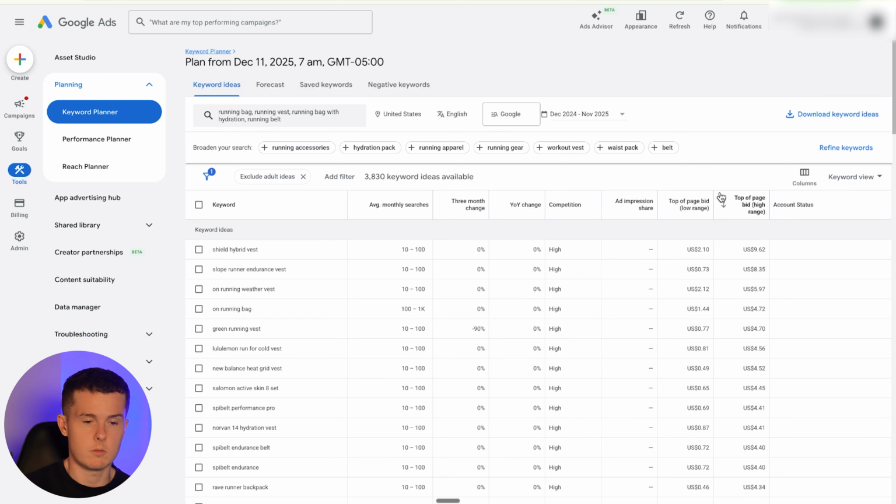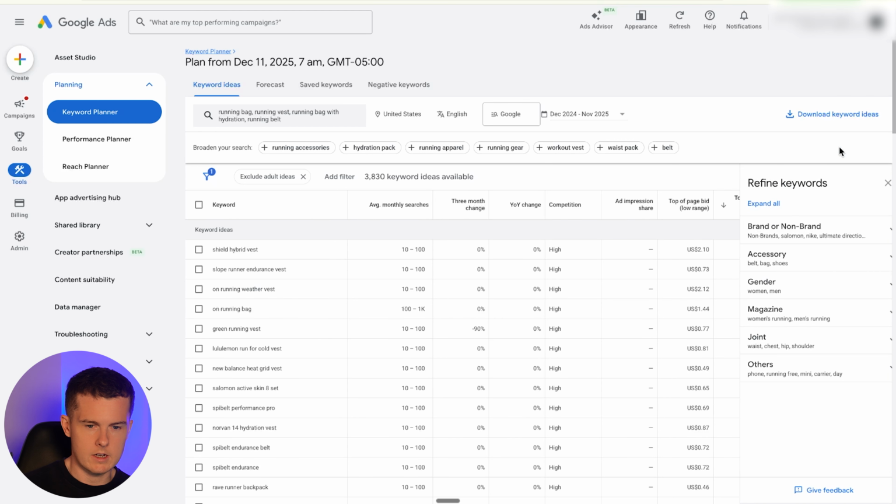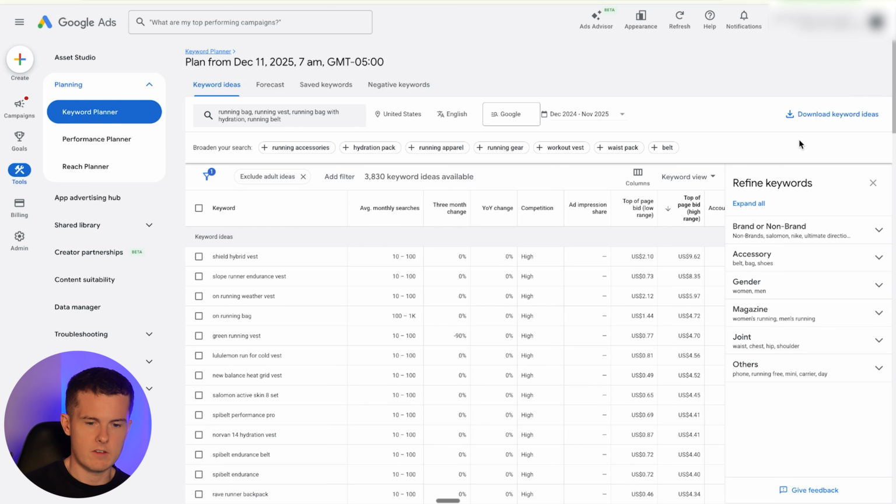We can also search for the most expensive terms by sorting by the page bid. But what I want to do next is refine these keywords because there are just far too many of them, and I want to go looking for the best keywords possible. So I'll go up here to refine keywords and click on this, and it will give me this drop down menu of lots of different options.